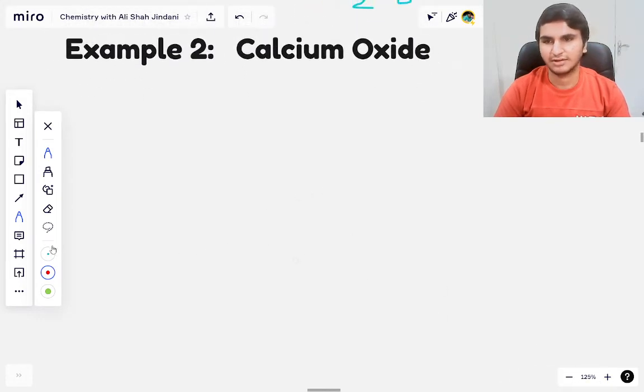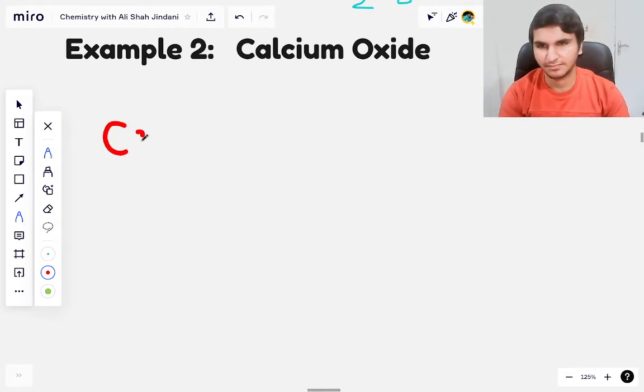We are going to do this. First things first, we are going to make simple data. So we have calcium that belongs to period number 4 and group number 2. For oxide or oxygen, we have period number 2, group number 6, right?